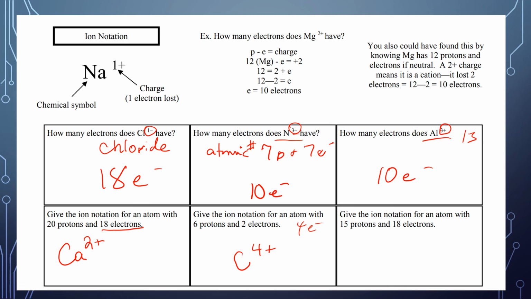Give the ion notation for an atom with 15 protons and 18 electrons. 15 protons, that's an atomic number of 15, that is phosphorus. If phosphorus has 18 electrons in this particular ion, that means it had to have gained 3 electrons to form this. So it would be 3 minus.